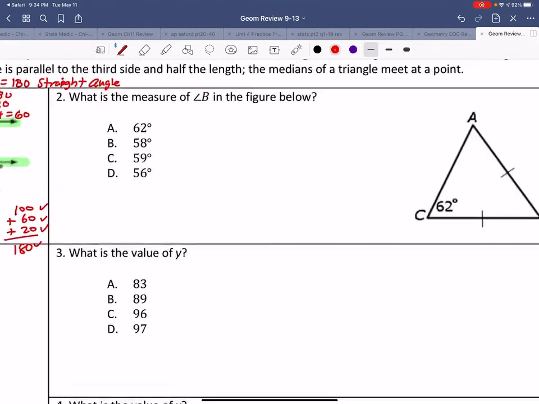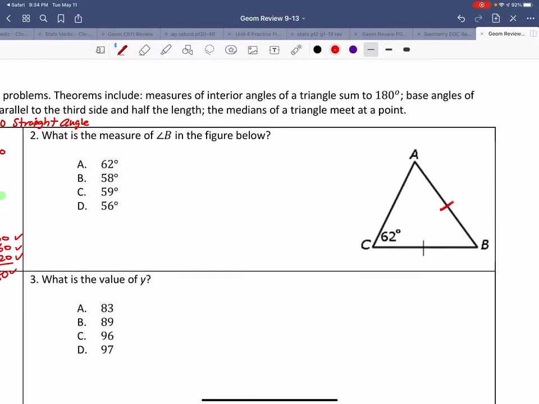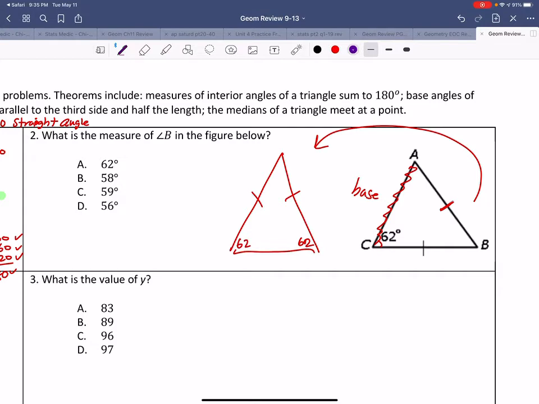Question number 2. What is the measurement of B in the figure? So I like to flip this thing. I'm going to spin it around and set it on its base. This is what I would call its base because that's how we normally see isosceles triangles. So I see that if this is 62, then this is 62 because it's vertically symmetrical. I could fold it right there and this side would match perfectly on top of there. So if that was 62, that would be 62. So there's a theorem that says that if two sides are equal, then those two opposite angles would be equal.